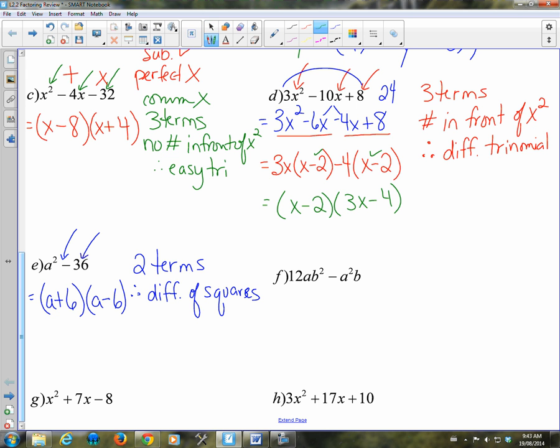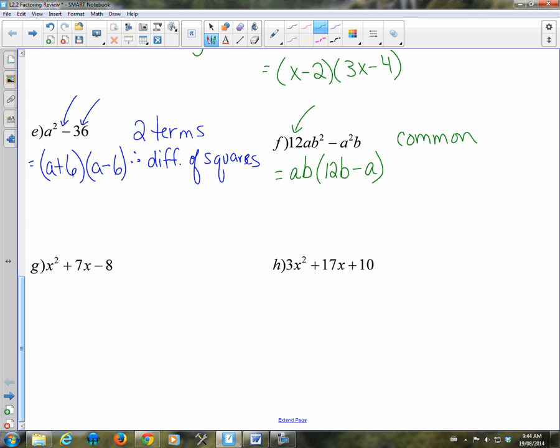Next one, two terms as well, but it certainly does not look like a perfect square because 12 is not a perfect square. So if it's not a difference of squares, then it must be common factoring. So what would be common? Well, there's no number other than 1, so we don't usually use it for common factoring. So I'm going to focus on my letters. There will be a common factor of A in each term and a common factor of B in each term. So I divide each term by AB, which leaves me with 12B minus A.